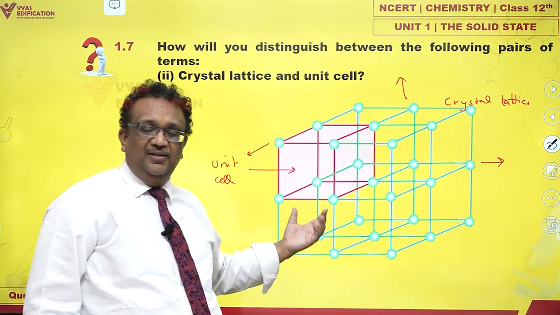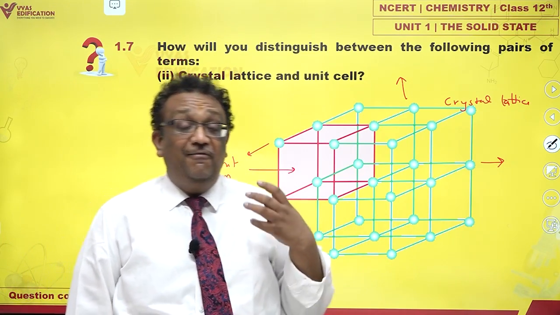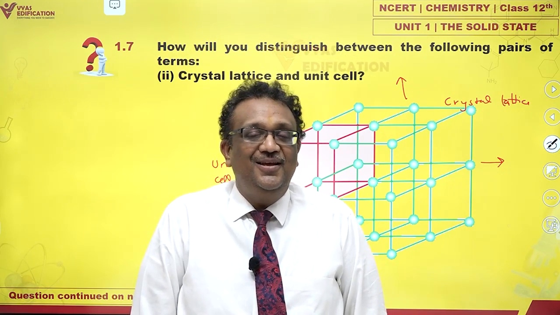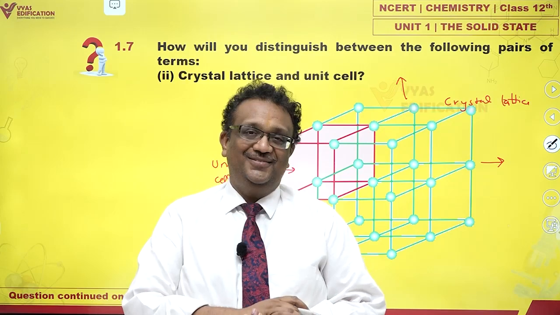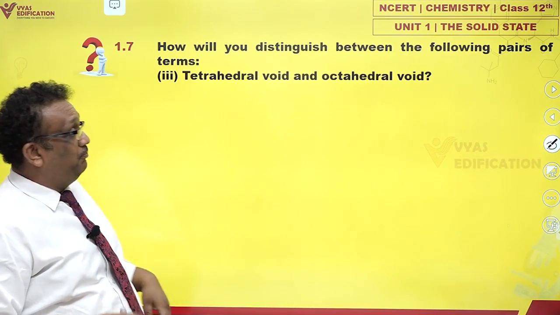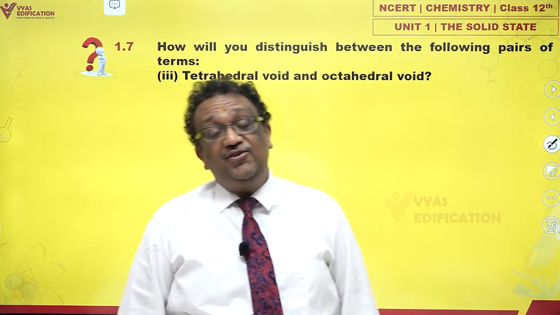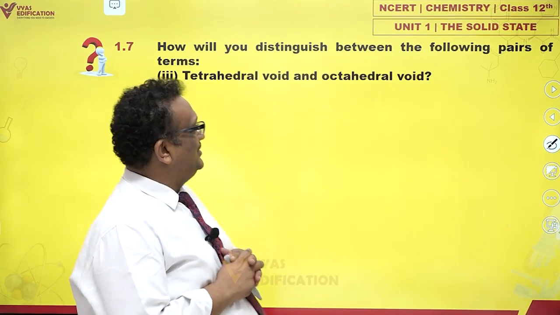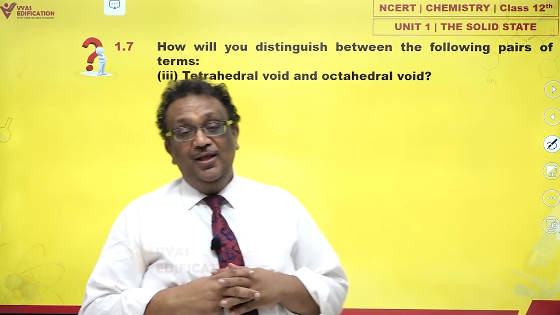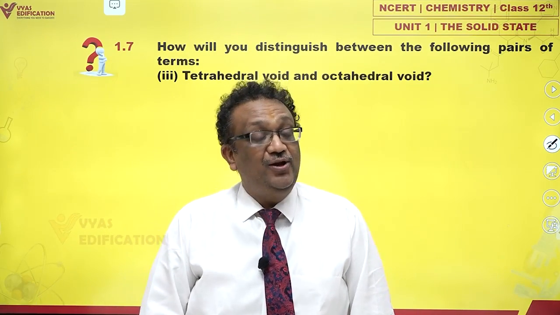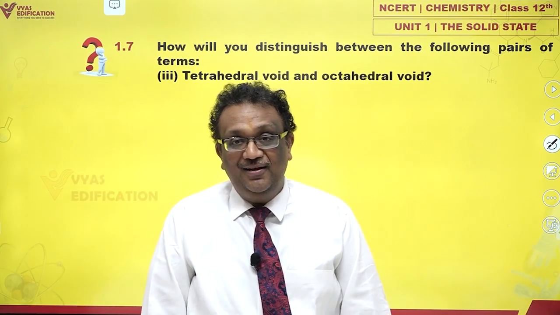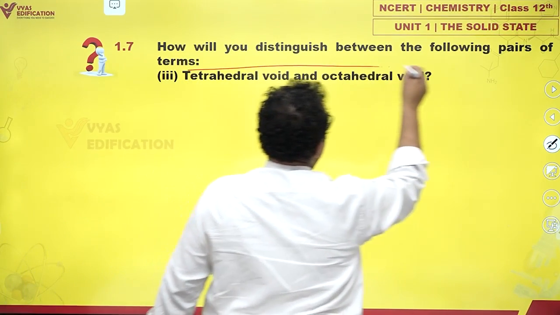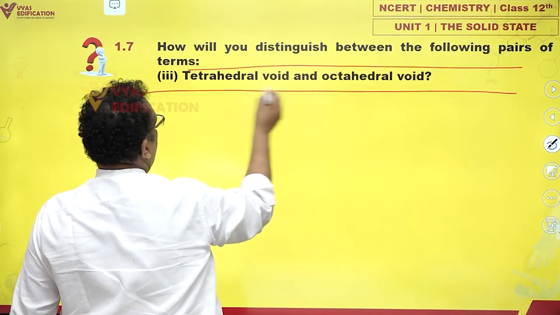This is the fourth point of distinction, a figure which is very clearly showing what is a crystal lattice and what is a unit cell. How will you distinguish between the following pairs of terms, a tetrahedral void and an octahedral void? Now this is a very important question. Why? Because both these voids are very crucial in understanding of solid state. How do we answer this? Let's try to write down the points of distinction. And you must remember these points also very carefully.